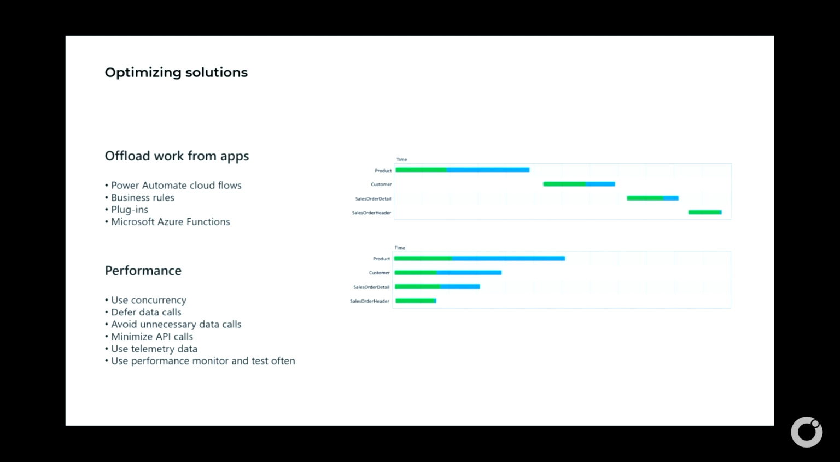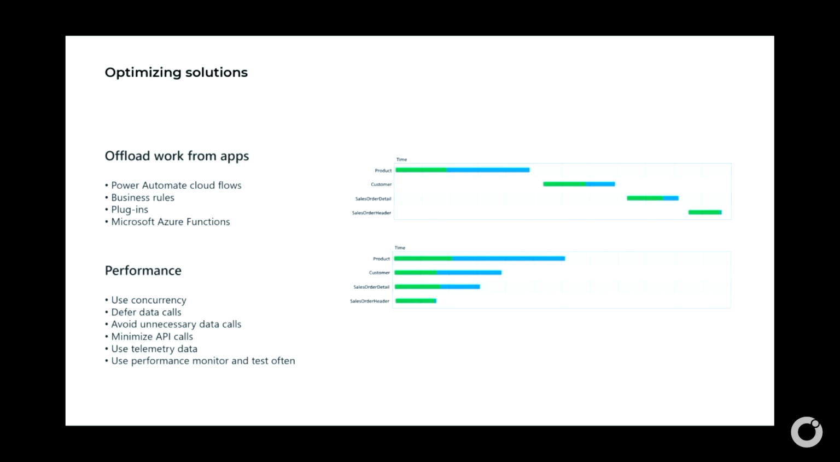And you can see at the top, they're happening sequentially. So one is completing, then the next one runs, and so on and so forth until it's finished. Just using a simple approach of using concurrency, so they all happen at the same time, can speed things up massively. The next thing we always recommend is to defer your data calls.